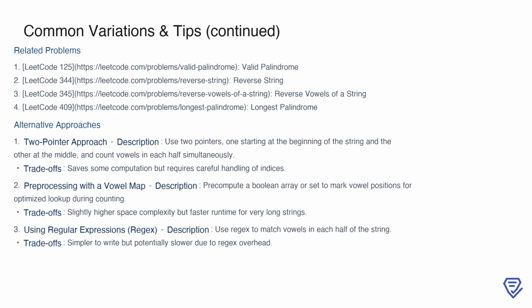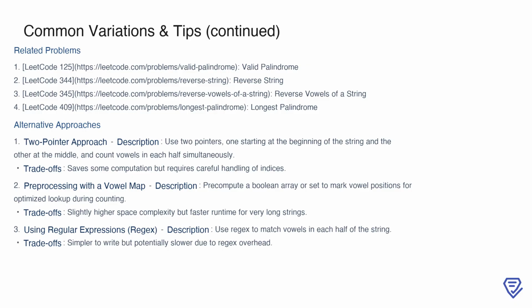To further strengthen your understanding, here are a few related problems. LeetCode 125, valid palindrome, involves string manipulation and can help reinforce foundational skills. LeetCode 344, reverse string, and LeetCode 345, reverse vowels of a string, are both great follow-ups that focus on string traversal and vowel-specific operations. LeetCode 409, longest palindrome, is another interesting problem that dives into character frequency analysis.